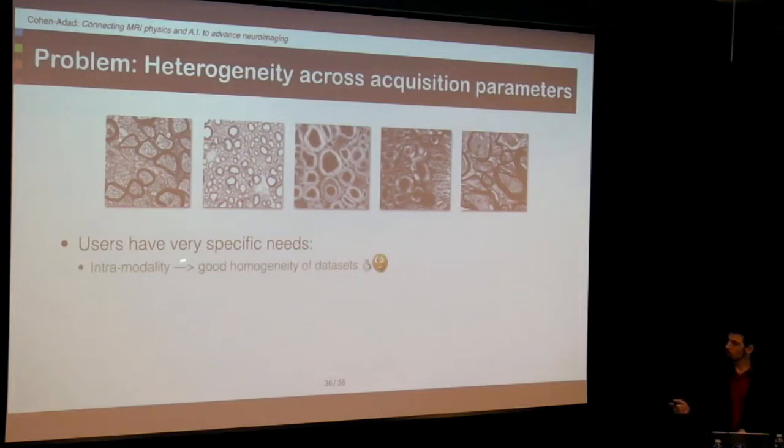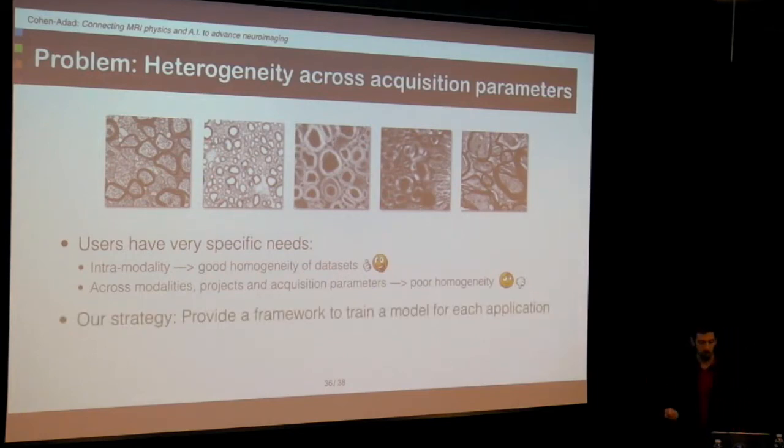If you look at one modality, one particular combination of parameters, there is a good homogeneity of data sets. They look alike. However, across modalities, as you can see, there is a poor homogeneity. Our strategy here, and I'm showing that to you because it's a different strategy than the one we are trying to get with MRI, is to try to provide a framework to train a specific model for a specific application.